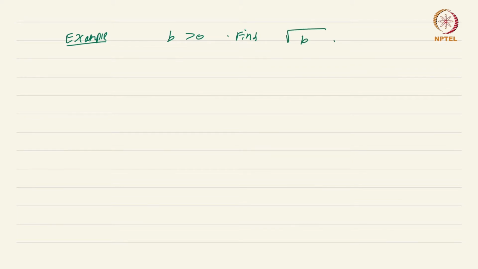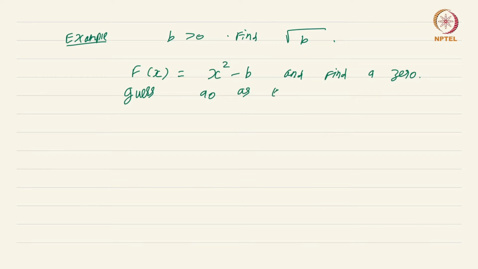Find the square root of b. So what we are going to do is naturally apply Newton's method. We are going to consider the function f of x equal to x squared minus b and find a 0. This is the aim. Of course, what does Newton's method say? Guess a naught as the solution.